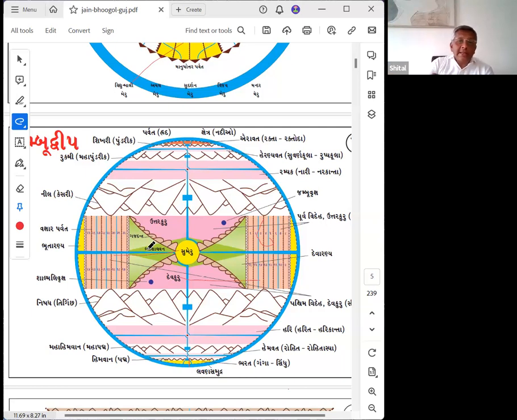So this is 10,000. The distance of Bhadrashal Van is 22,000 at one end and 22,000 on the other end. So we have Sumeru, which is 10,000, Bhadrashal Van is 22,000 and 22,000 at both ends. And then we have Videk Kshetra, which is 23,000. So this is 23,000 and this is 23,000.